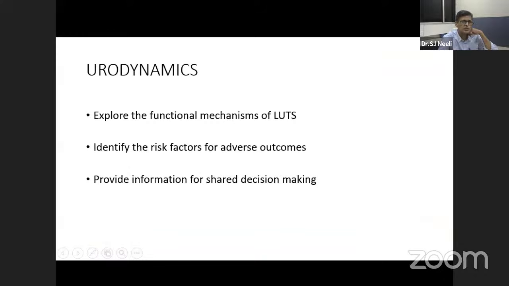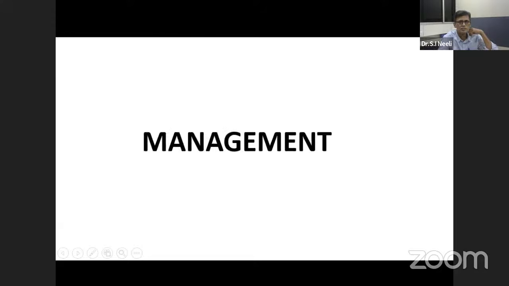So urodynamics help us to explore the functional mechanisms of the lower tract, and also help us to identify the risk factors for adverse outcomes. It provides information for shared decision making before subjecting the patient to various treatment modalities. Now, how do we manage these patients?